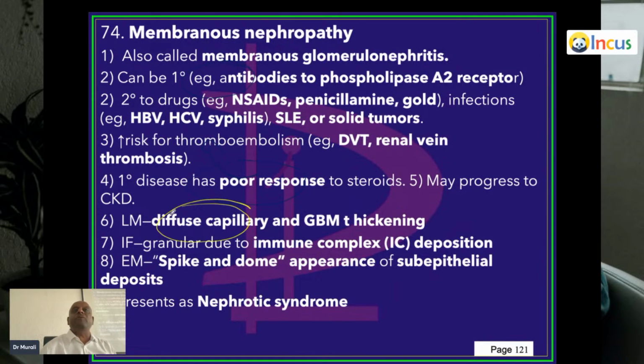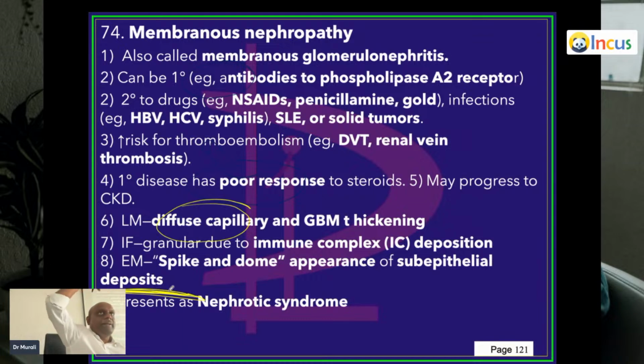In light microscopy, what do you see? GBM thickening, diffuse capillary thickening, GBM thickening. And how will the deposits be in this case in membranous nephropathy? They will be subepithelial. Where else do we have subepithelial?